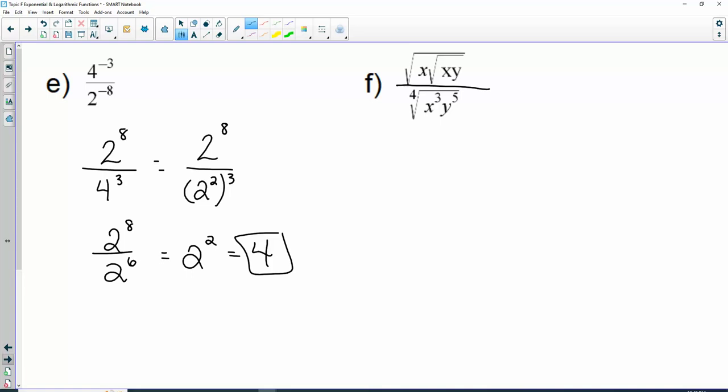Alright, this one is fun. Yes, let's change those radicals into fractions. So, if I work on the outside, okay, this whole thing was under a square root. A square root is what power?